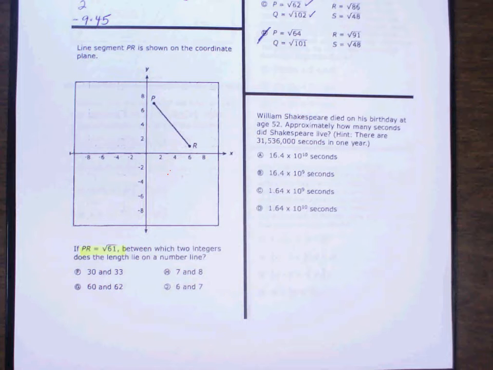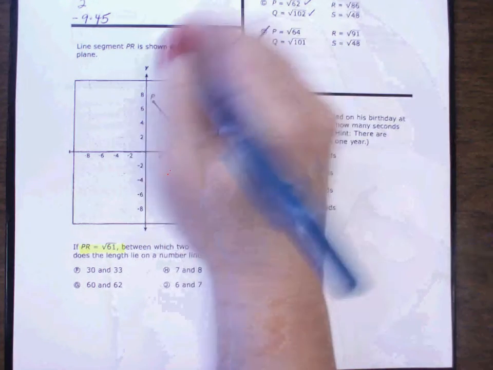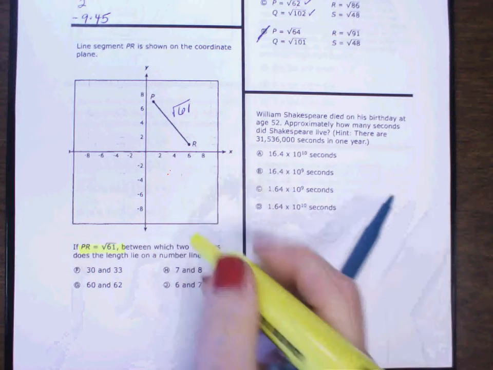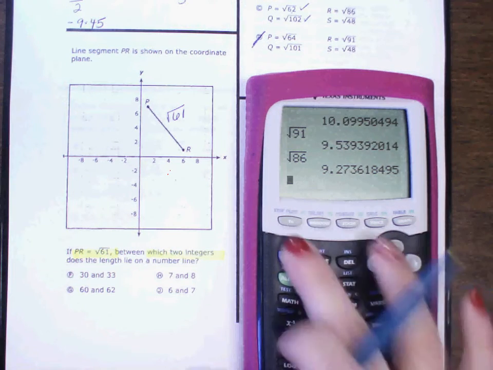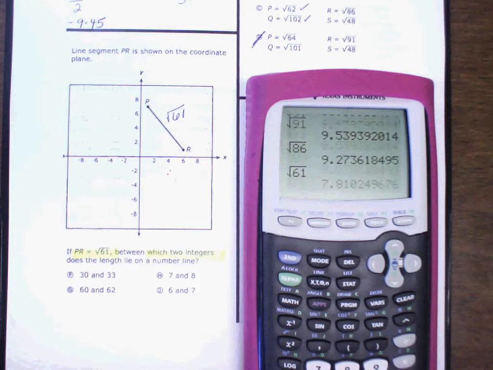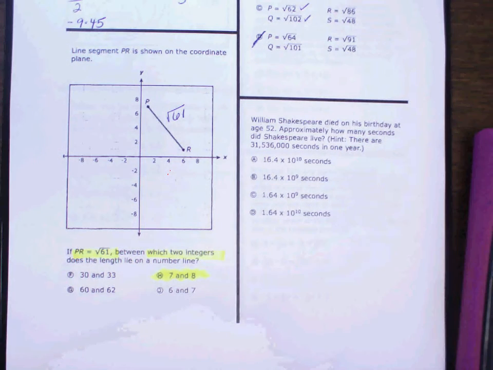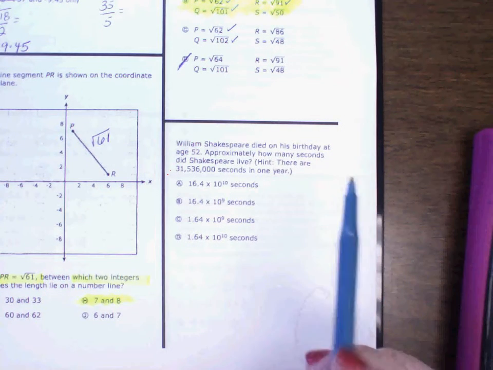All right. So line segment PR is shown on the coordinate plane. You got PR. That would be square root of 61. Which two integers does the length of the line segment lie between? We had an exit ticket that was exactly like this. It just had a different number. So what do you have to do? You have to do square root of 61 and then figure out between what two numbers that is. And it's between 7 and 8. All right, let's do the next one. They should not have taken you more than a minute to do, at the most.